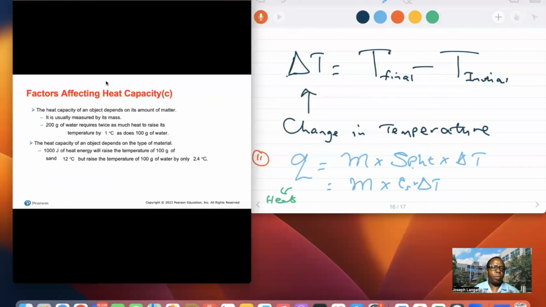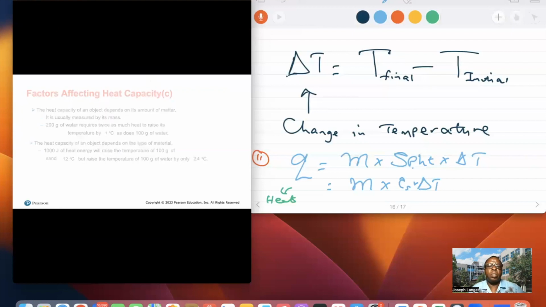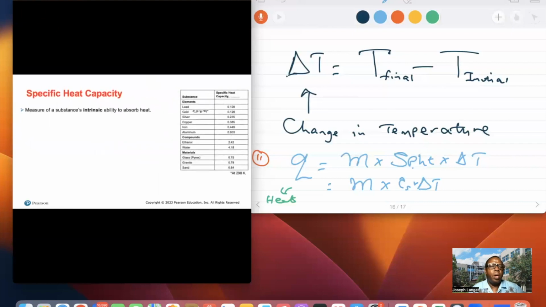These are just factors affecting the heat capacity. It depends on the material, it depends on the amount. It is an extensive property. Remember how we define extensive, intensive property? So that means the more we have, the more heat the object can absorb for a given increase in temperature.